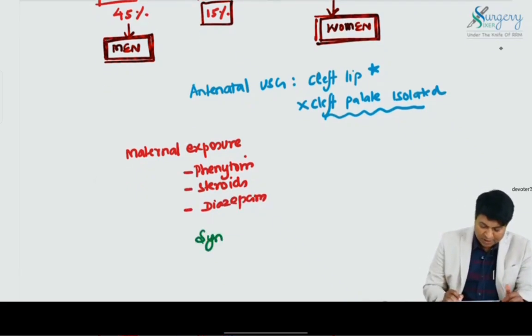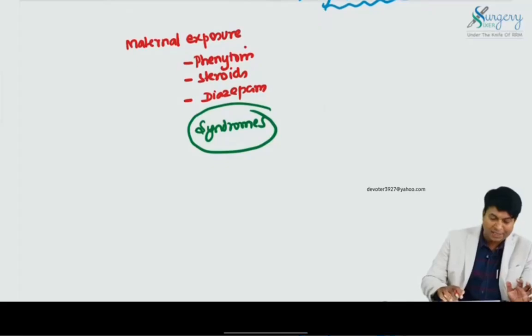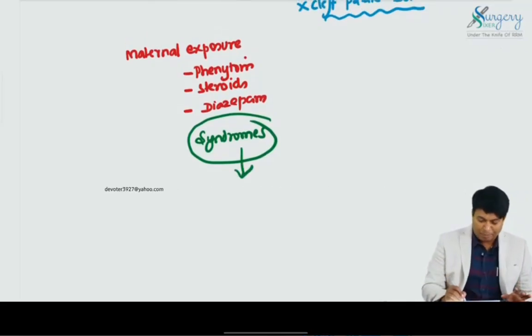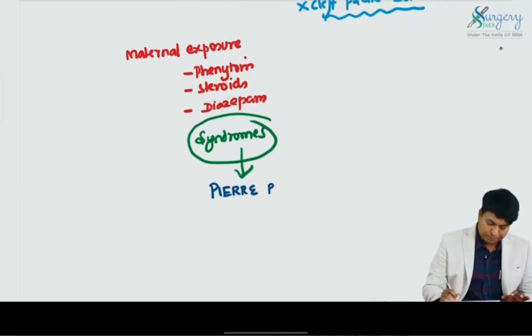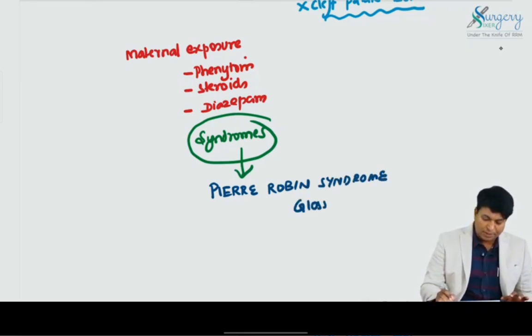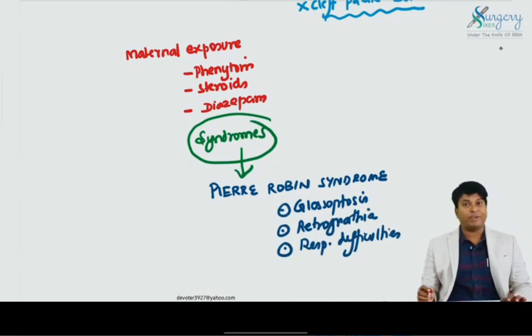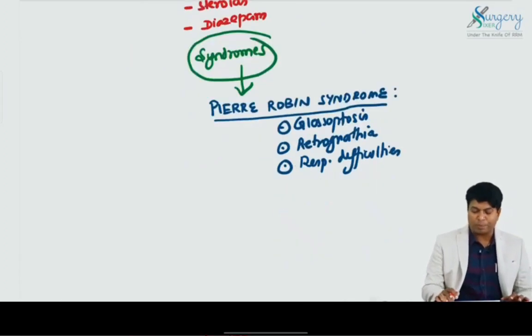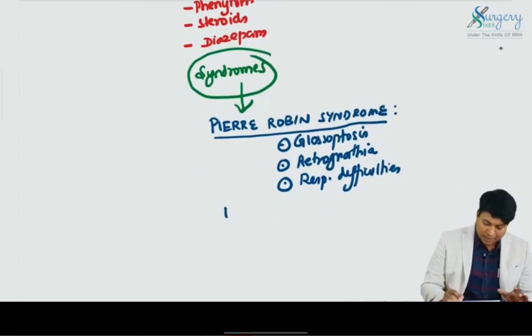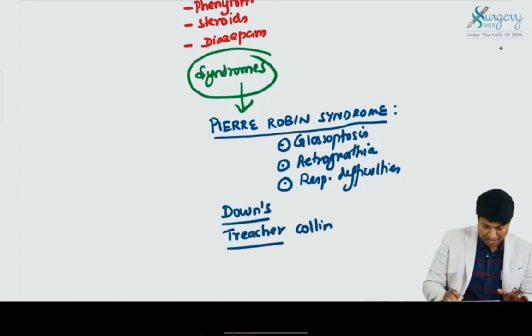What are the syndromes causing this condition? This is a 100 times expected question. The most common syndrome associated with cleft lip and cleft palate is Pierre Robin syndrome. Please don't forget. Pierre Robin syndrome is characterized by glossoptosis, retrognathia, and respiratory difficulties. So this is Pierre Robin sequence or Pierre Robin syndrome, the most common syndrome associated with cleft lip. Other syndromes are Down syndrome, Treacher Collins syndrome, and Stickler syndrome.